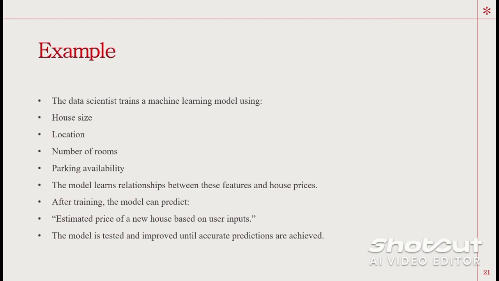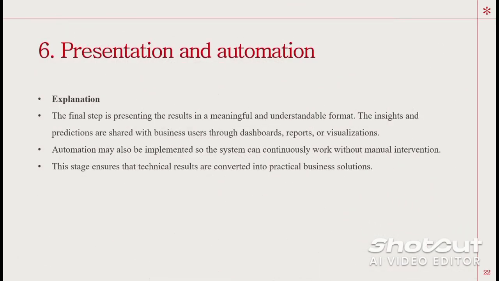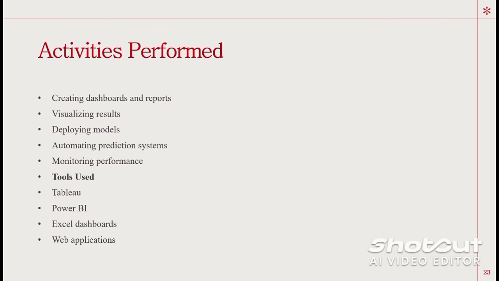The final step is presentation and automation. In this stage, the final results are presented using dashboards, reports, or visualizations. Automation can also be implemented so that the system runs automatically without manual effort. Activities performed include creating dashboards, deploying the model, automating the prediction system, monitoring the system performance, and visualizing the results. Tools like Tableau, Power BI, and web applications are commonly used.